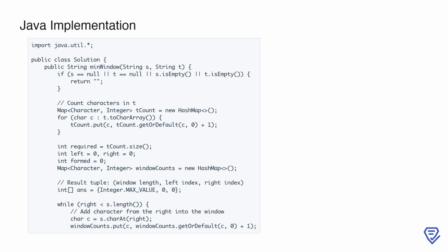We initialize two pointers, left and right, both starting at the beginning of the string S, to define our sliding window. Additionally, we create another map, windowCounts, to track the frequency of characters currently in the window. To keep track of the smallest valid window, we use an array ANS where the first element represents the window length and the other two elements store the indices of the window. Finally, we enter a while loop that iterates as long as the right pointer is within the bounds of the string S, expanding the window by adding characters one at a time.